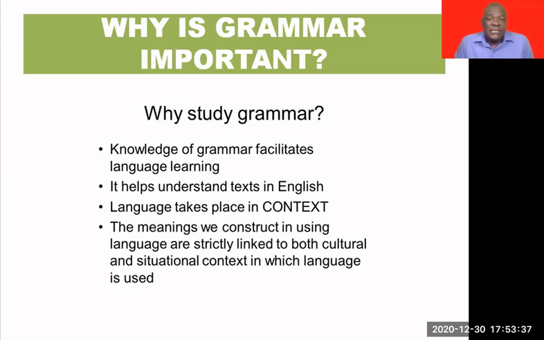If you are a student, you need to understand the text in the various subjects that you are studying. Of course, grammar is very important. You know, language takes place in context. The meanings we construct in using language are strictly linked to both the cultural and situational context in which language is used. And language is really what sets mankind apart from animals, because humans communicate with language.